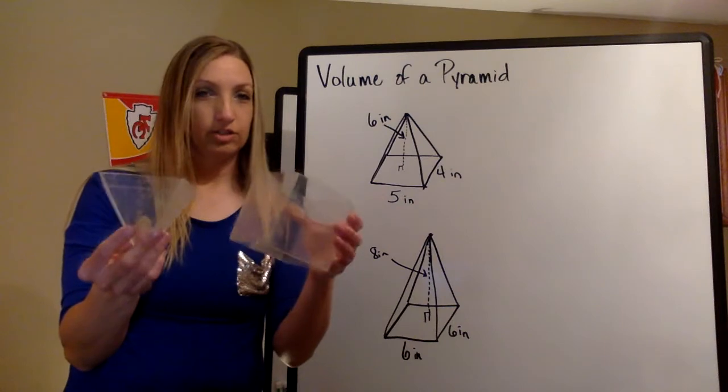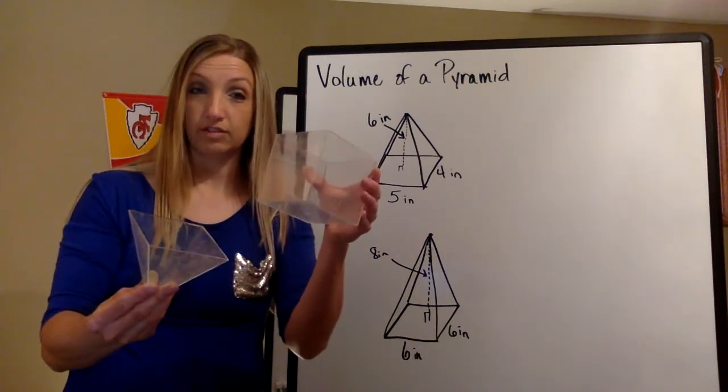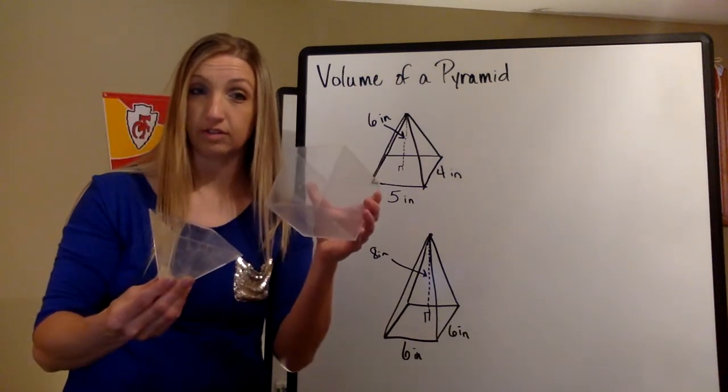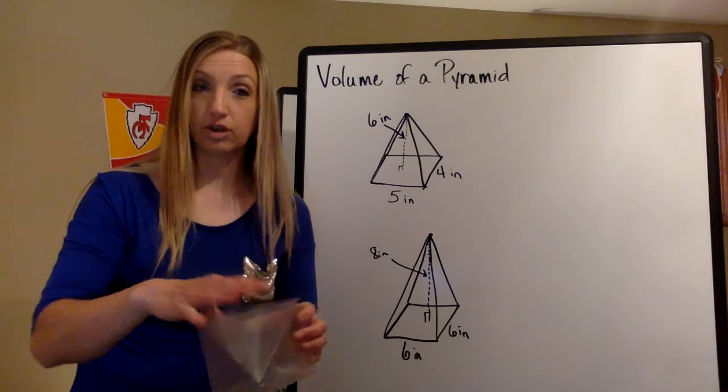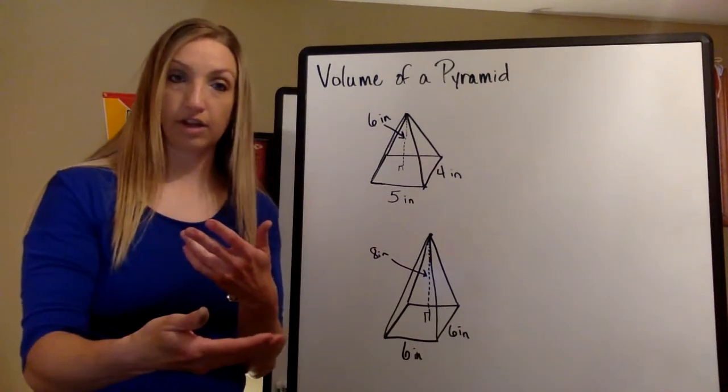So what does that show? It shows that it takes 3 of these to equal 1 of these. Okay, so the volume of this is 1/3 the volume of this. Okay, so we're still going to do area of the base times the height. We just have to remember to do one more step and divide it by 3.